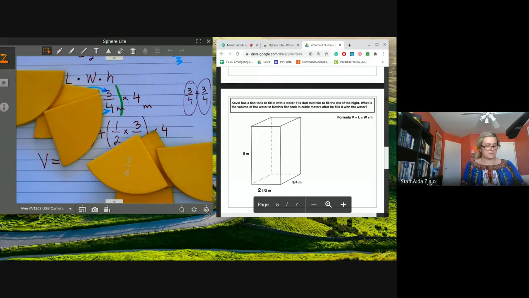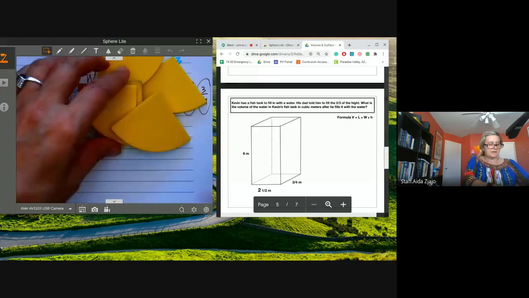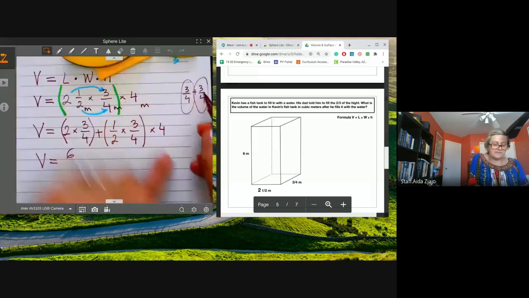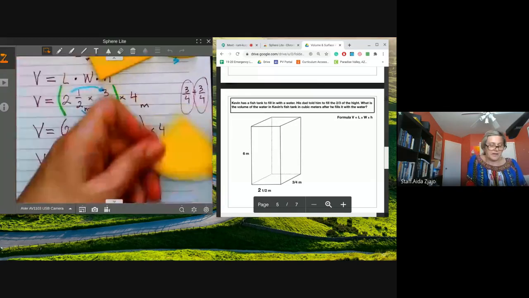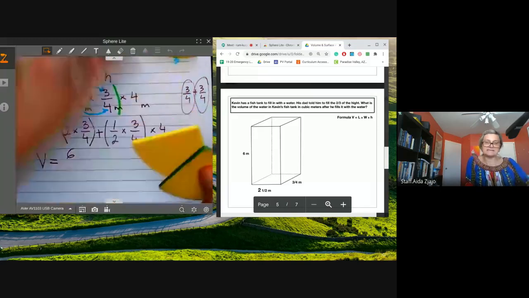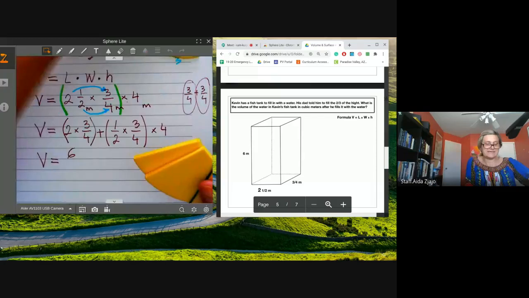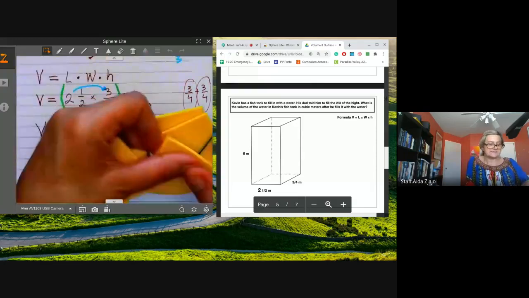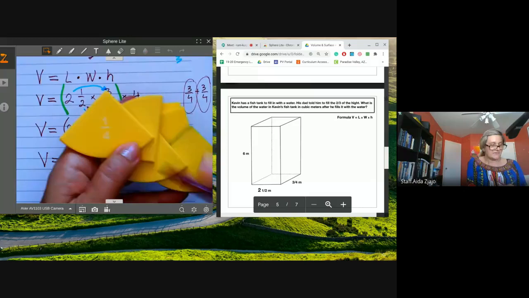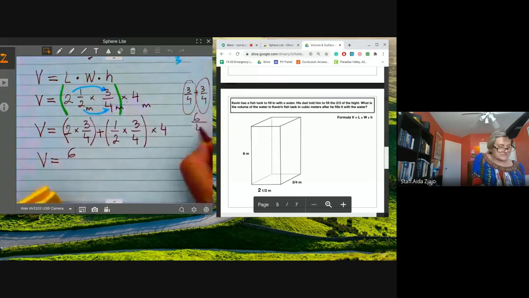6/4. How many fourths? 6/4. Bravo. Look, 3 pieces of this size plus 3 more pieces of the same size makes 6 pieces of the same size. So that will make 6/4.